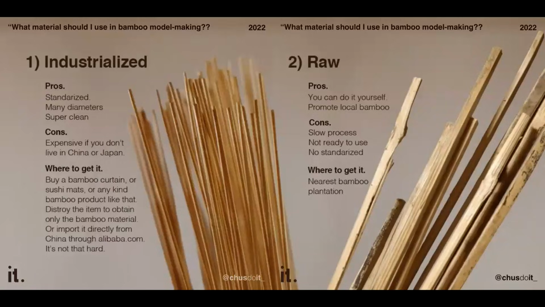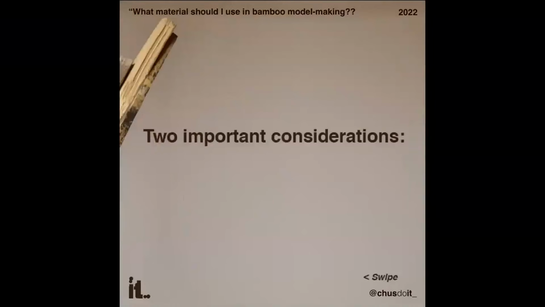On the other hand, the raw material has the advantage that you can make it yourself and promote local bamboo. However, the process is slow, not standardized, and not ready to use. I prefer the industrialized type, that's for sure. In any case, there are 2 important considerations. First, about the scale.